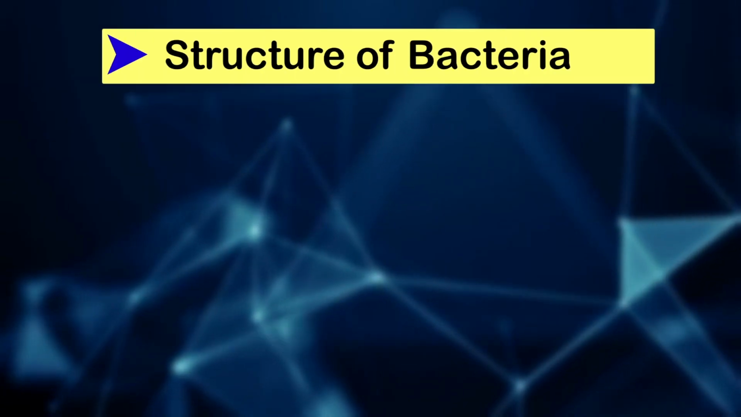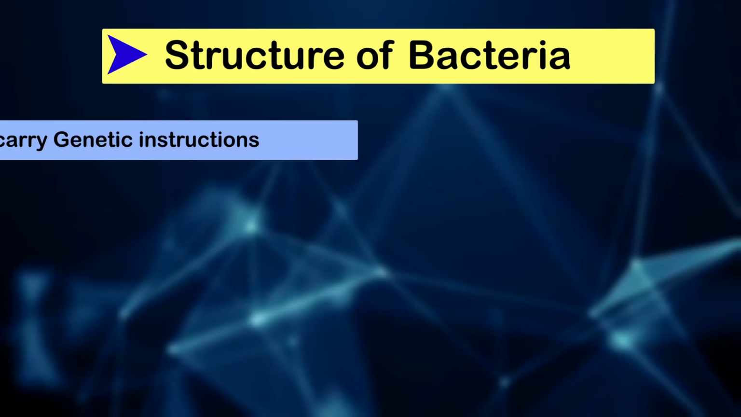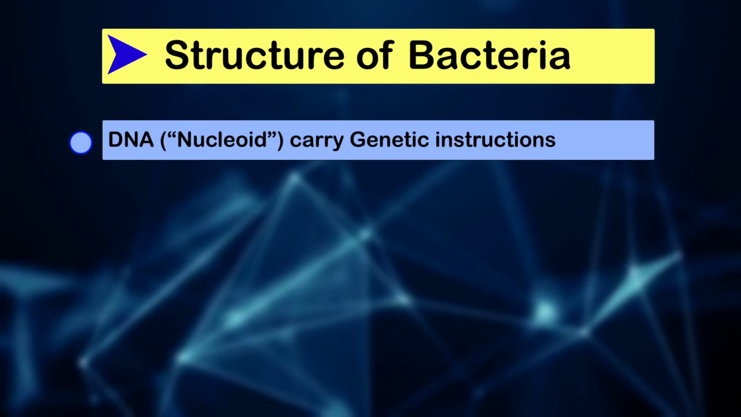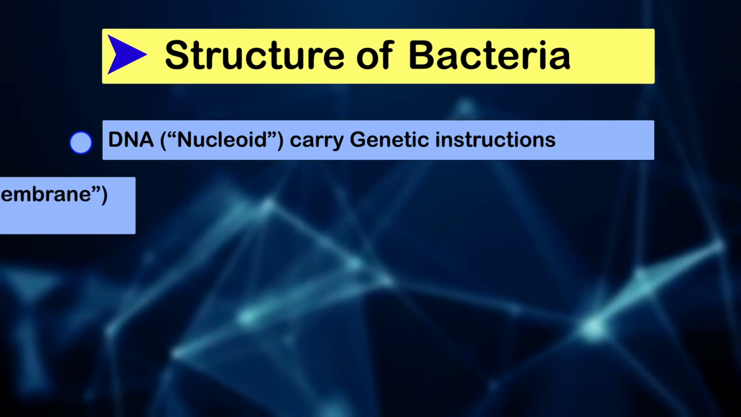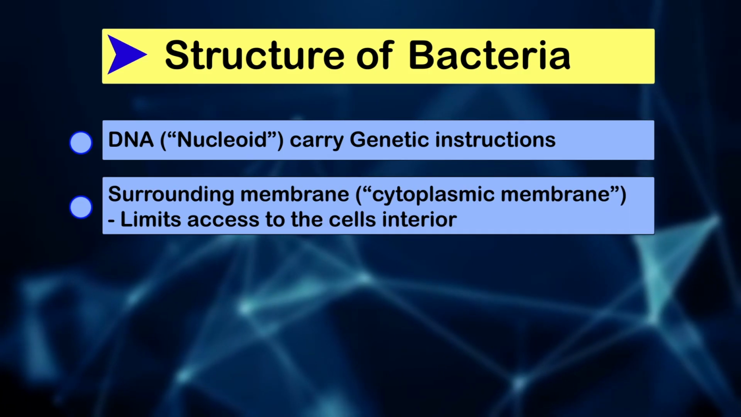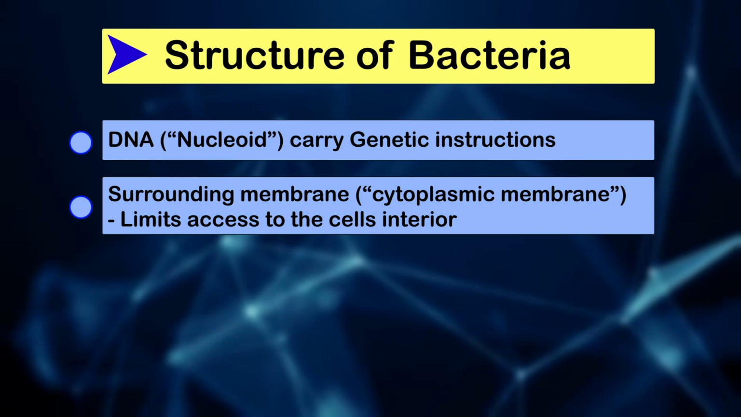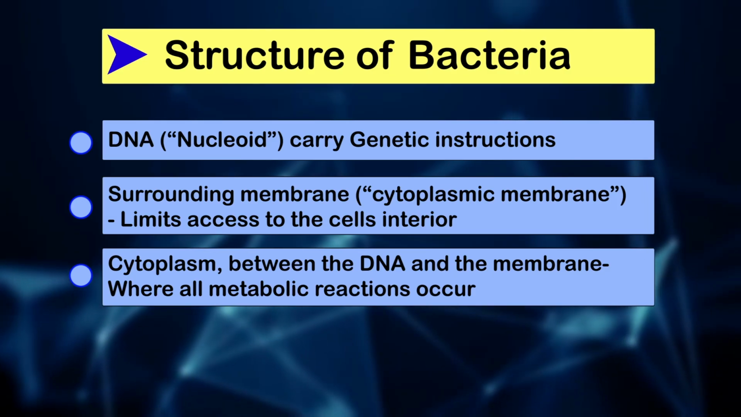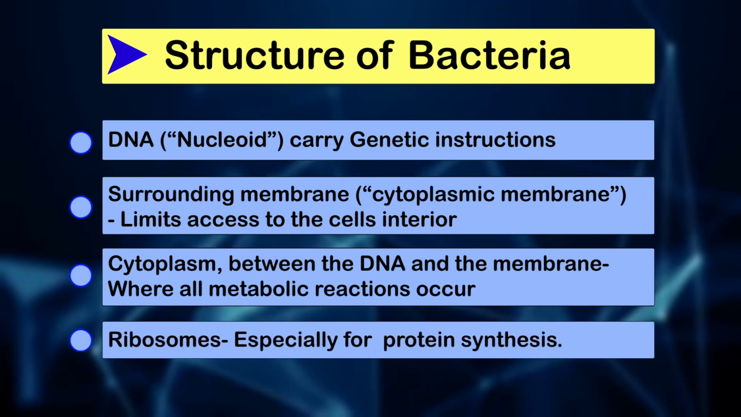Structure of bacteria. All cells have four main components. DNA, which resides in a region called the nucleoid and carries genetic instructions. The surrounding membrane, called the cytoplasmic membrane, which limits access to the cell interior. The cytoplasm, between the DNA and the membrane, where all metabolic reactions occur. And ribosomes, specialized for protein synthesis.